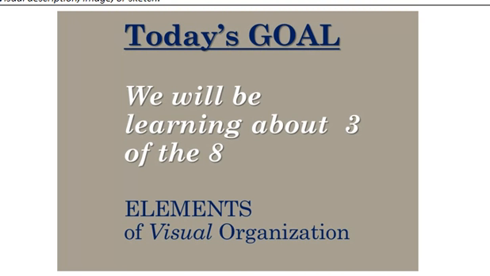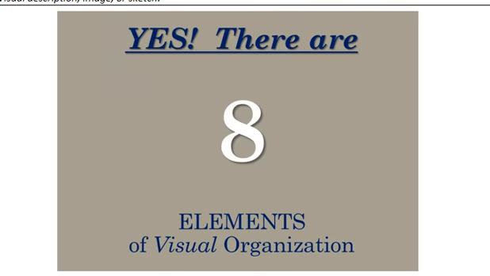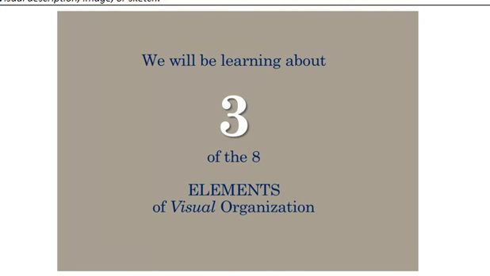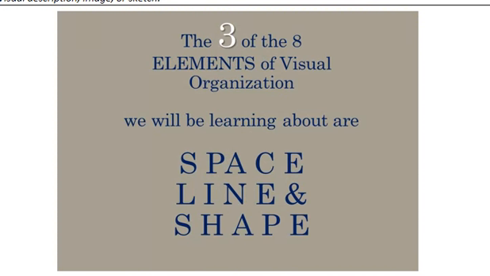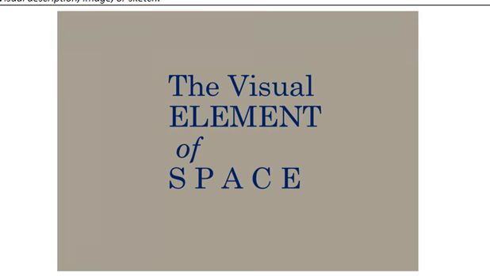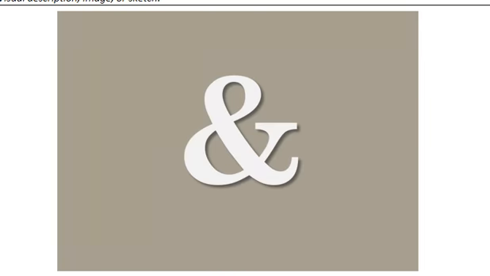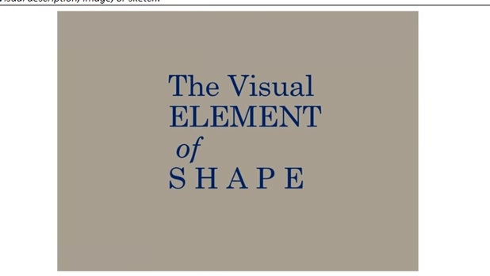Our goal for today is to learn about 3 of the 8 elements of visual organization. Yep, there are 8 of them. We will start by learning about 3 of them. They are space, line, and shape. Again, that's space, line, and shape.